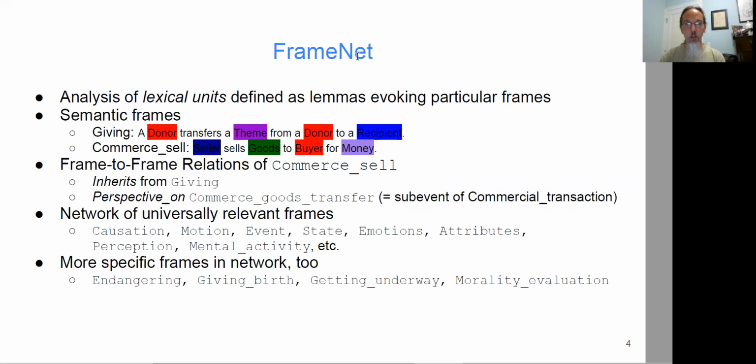There's a network of universally relevant frames, things like causation, motion, perception, mental activity, emotions. But then there are more specific frames in the network as well, including things like Endangering or Morality_evaluation. And the reason that's important is because some of these more detailed frames interact with multiple of these universally relevant frames. So you can do work and simultaneously address these universals while looking at detailed vocabulary.